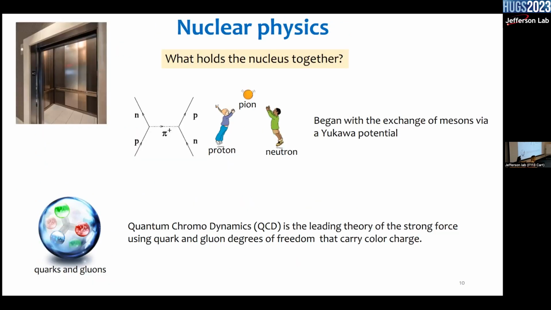Okay, so in nuclear physics, we have our elevator pitch: what holds the nucleus together? That's the question that we're trying to answer.